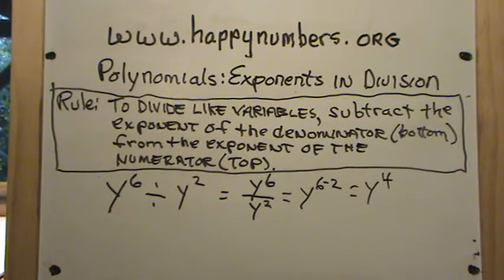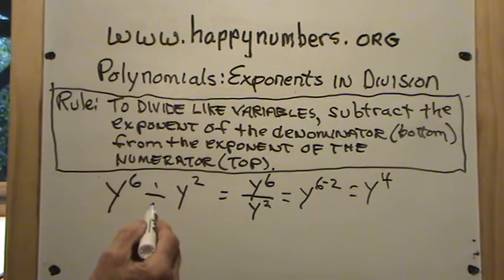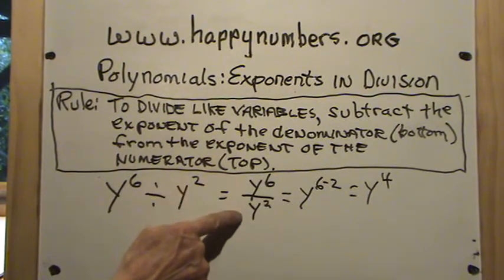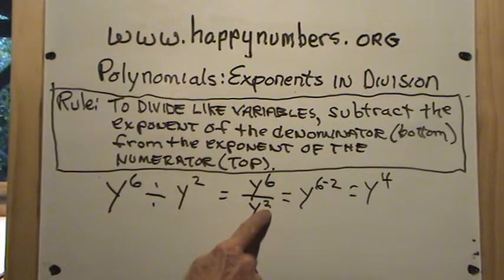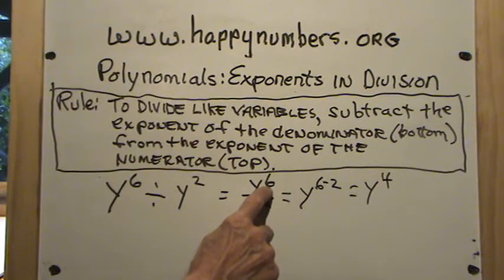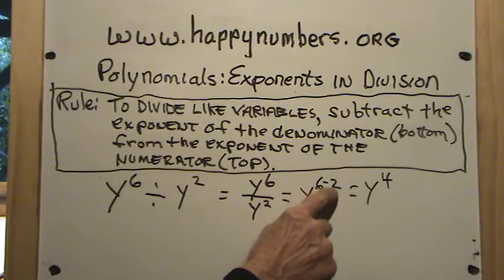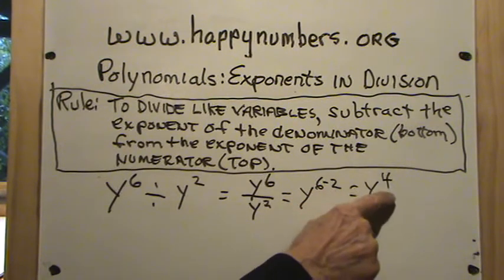Okay, so let's just go over this. Y to the 6th divided by y to the 2nd. We can write it this way: y to the 6th power divided by y to the 2nd. The rule tells us to subtract the exponent of the denominator, the bottom part of the fraction, from the exponent of the top part of the fraction. So we would get y to the 6 minus 2, which is y to the 4th.